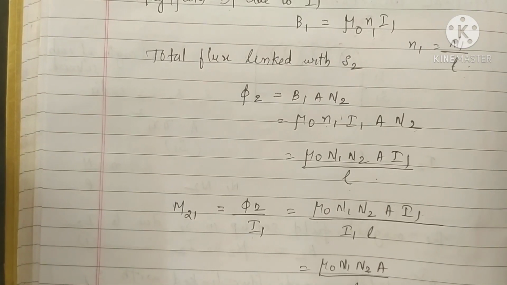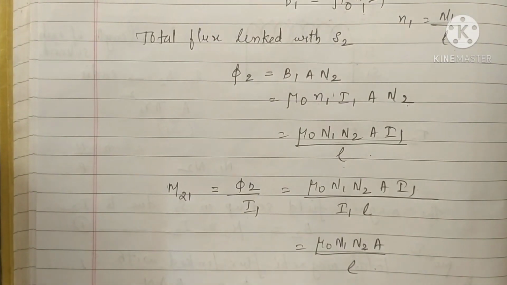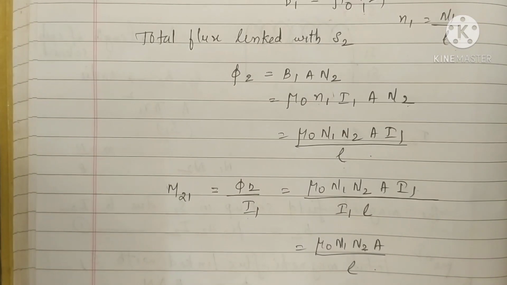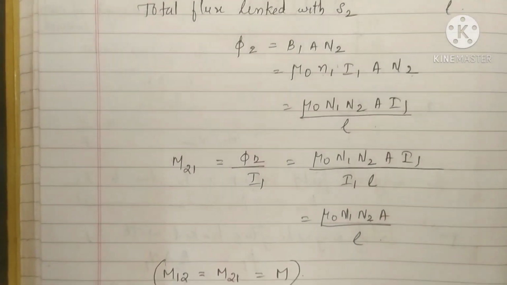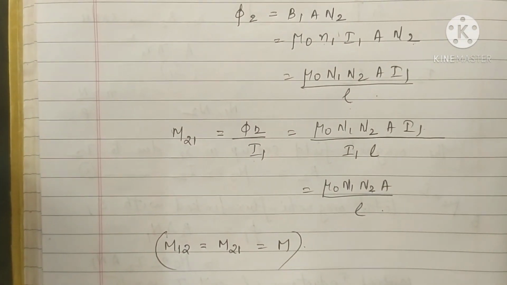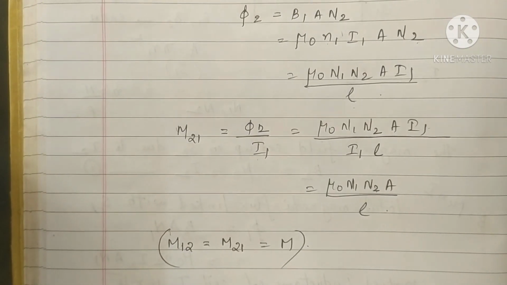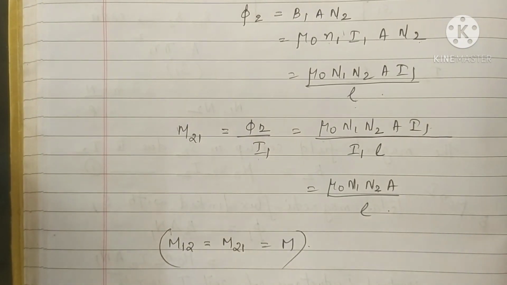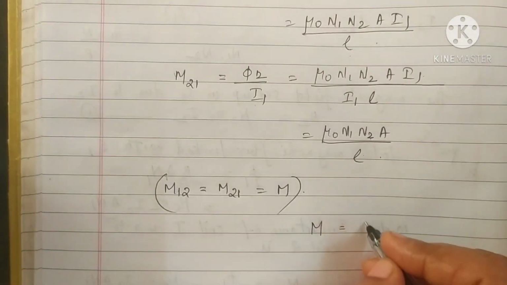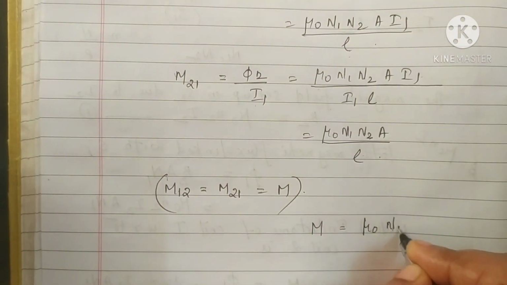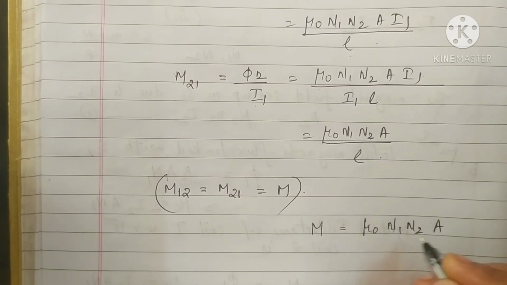So this is the same expression as we got right now for the mutual inductance of the first coil with respect to the second coil. And this M12 and M21 are equal, so you can take it as M. So M12 is equal to M21, which is equal to M. So you can write the general expression as M is equal to mu naught N1 N2 A by L.